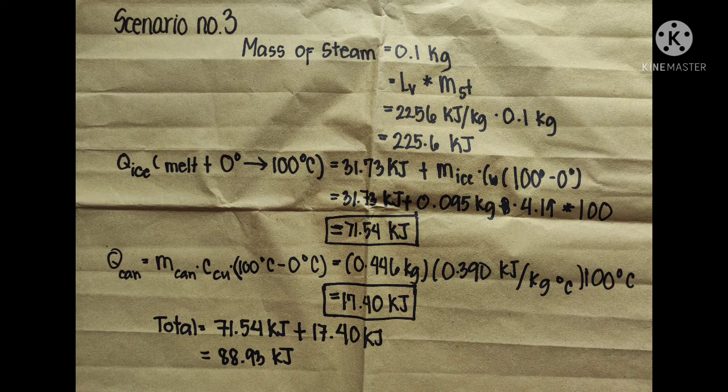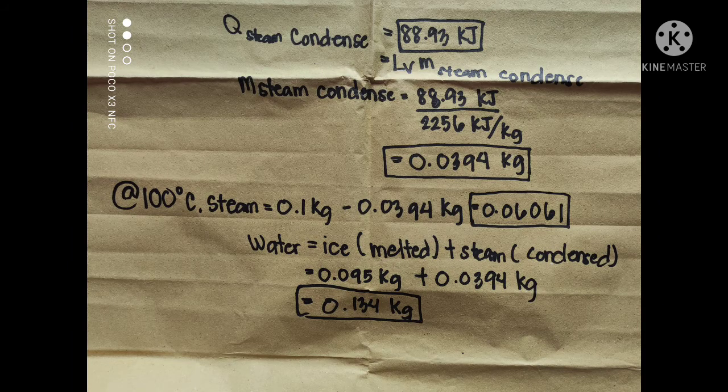So what do we conclude here? If we compare this with these two right here, the ice and the can need only about 89 kilojoules to bring them up to a temperature of 100 degrees Celsius, while the steam can release a lot more. So the steam does not need to release all that energy. What we conclude here is that only some of the steam needs to condense. So the question is, how much? Well, how much the steam needs to condense depends on how much the other subsystem, which is the ice and the can, needs to absorb.